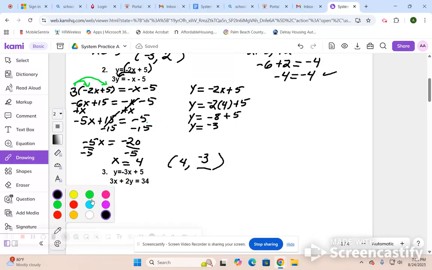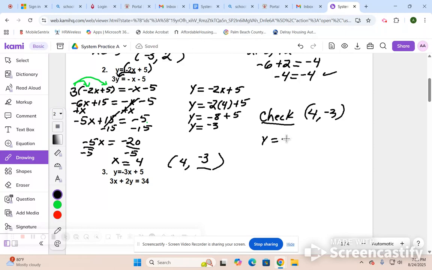But we got to make sure and check that is the correct solution. So we're going to go ahead and check 4 comma negative 3. All right, we'll start with the top one. Y equals negative 2x plus 5. Replace y with negative 3 and x with 4.